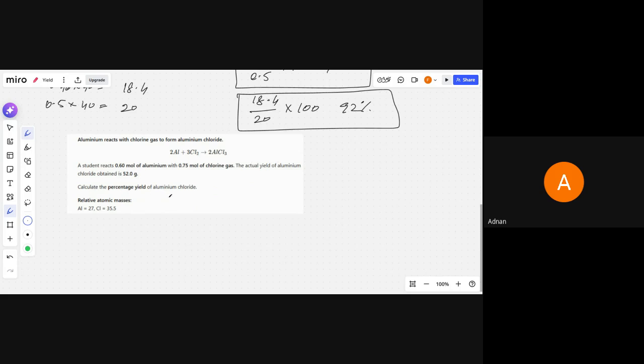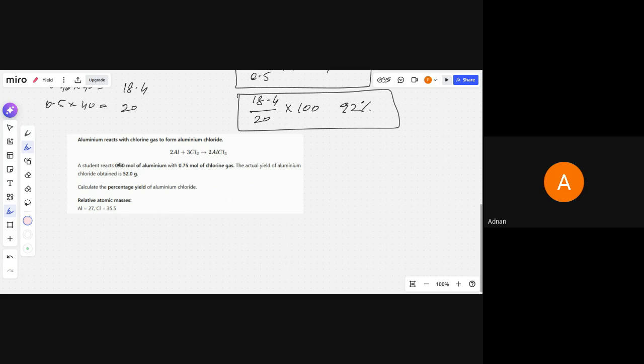Calculate the percentage yield of aluminum chloride. So the relative atomic masses are also given. Okay, so now you can see that in the statement, the moles of both the reactants have been changed, right? So in our lecture on limiting reactant, which I've linked above, if you don't understand the concept of limiting reactant, you can watch that video and then come back here.